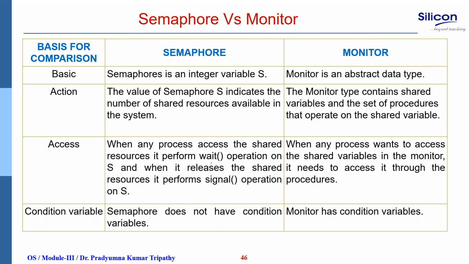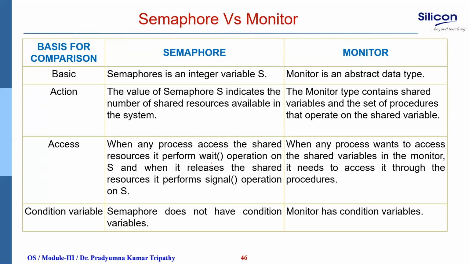What is the action of a semaphore? The value of a semaphore indicates the number of shared resources available in the system. If you recall the read count that you used in the reader-writer problem, every time a reader wants to enter the critical section, read count increments. That is actually a counting semaphore, and from that we know how many readers are present in the critical section. So the value of a semaphore indicates the number of shared resources available in the system.